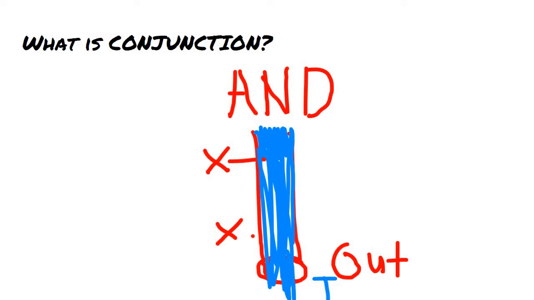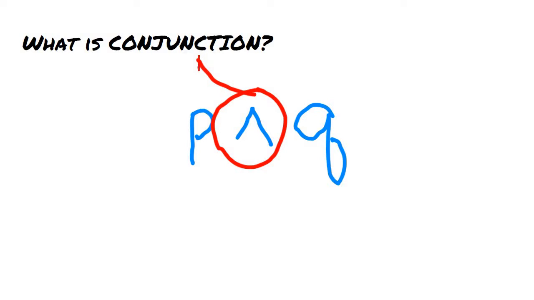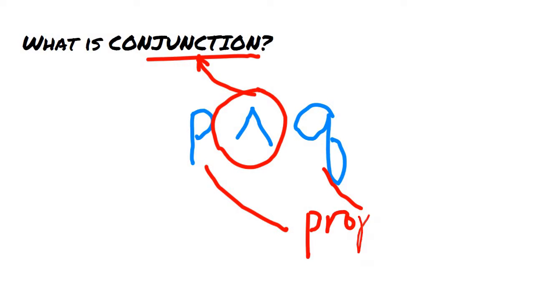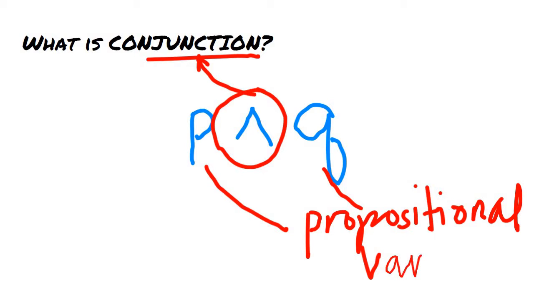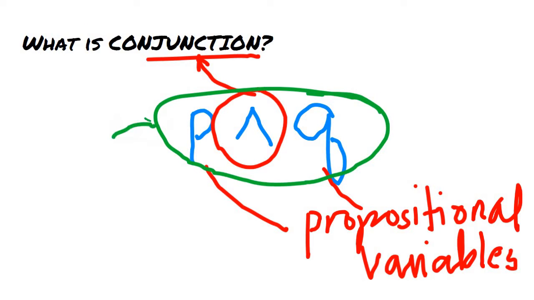It can be represented logically as P and Q. This one is the symbol for the conjunction, while P and Q are the propositional variables, and the whole thing is the logical expression.